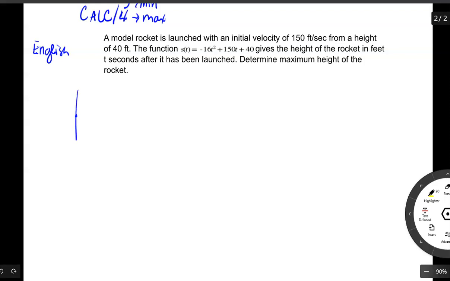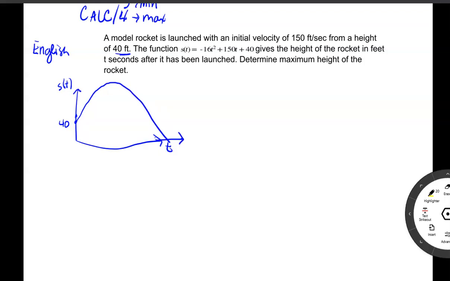We have two variables. We have t, and we have s of t. And we're shooting a rocket off. We're already up at 40. We're not shooting from the ground. It says it's starting at a height of 40. And then over time, what's that rocket going to do? It's going to go up. And then eventually, it's going to start coming down, right? Because of gravity. So can you visualize that?